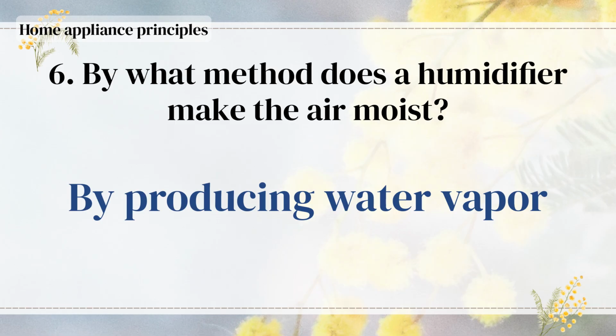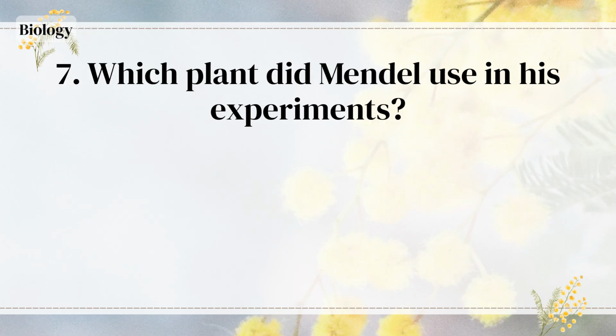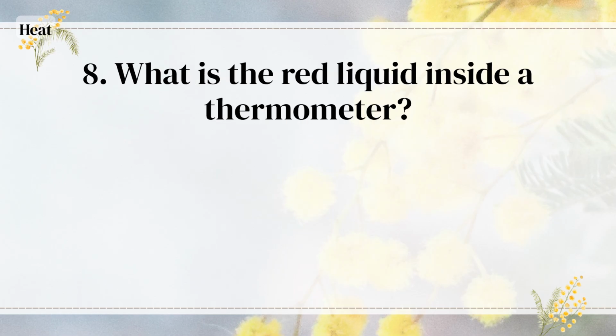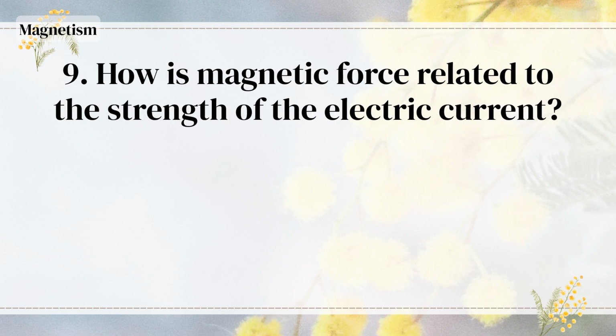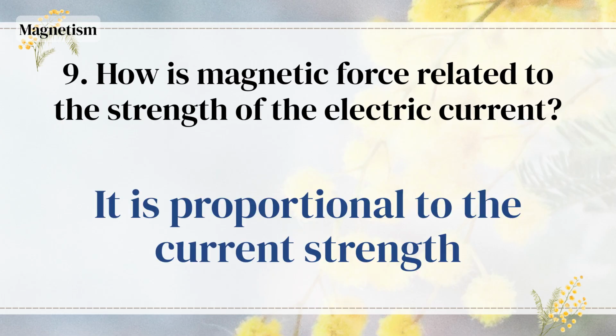By producing water vapor. Which plant did Mendel use in his experiments? The pea plant. What is the red liquid inside a thermometer? Alcohol with added dye. How is magnetic force related to the strength of the electric current? It is proportional to the current strength.